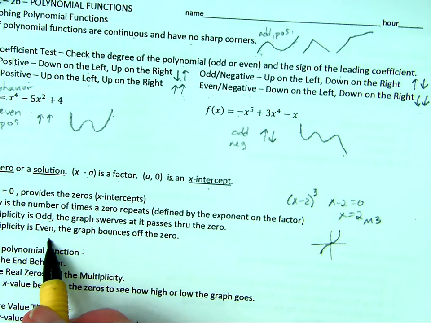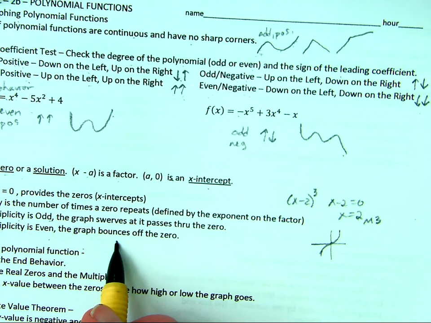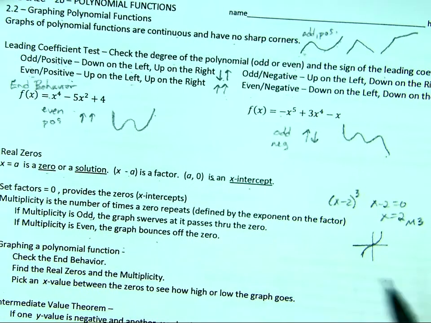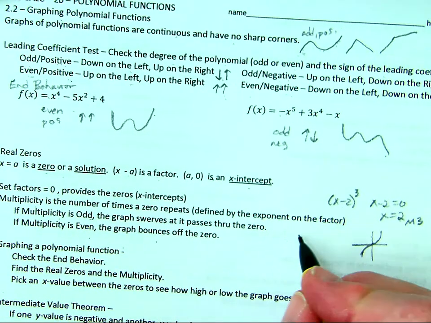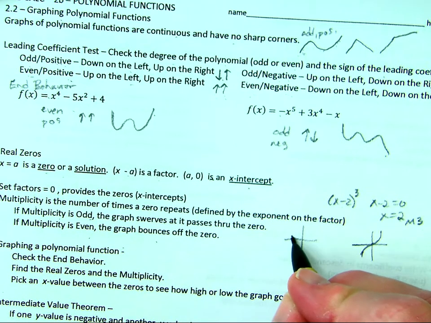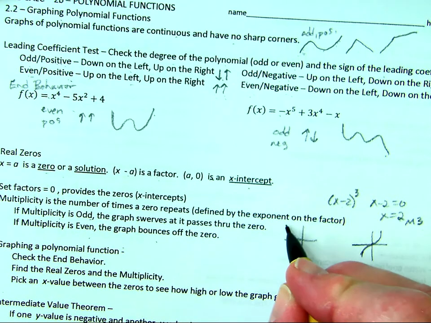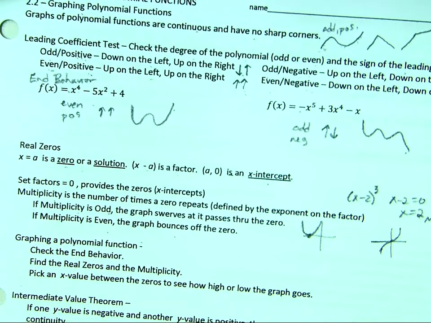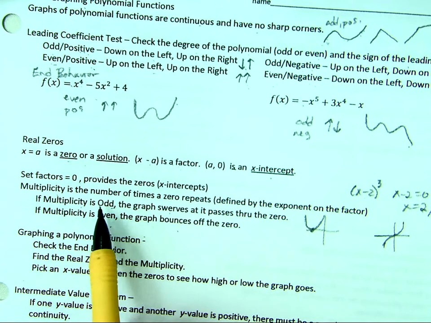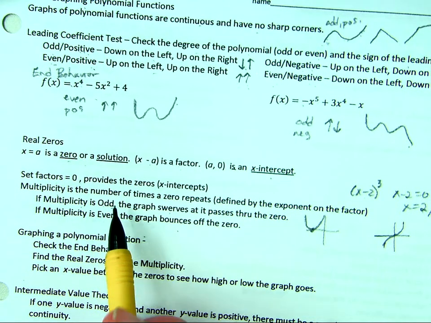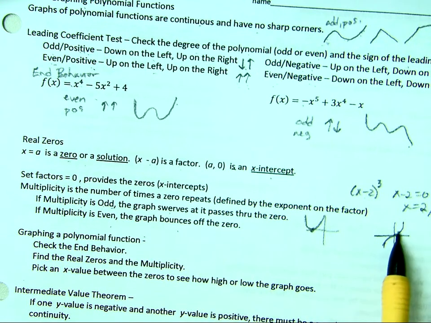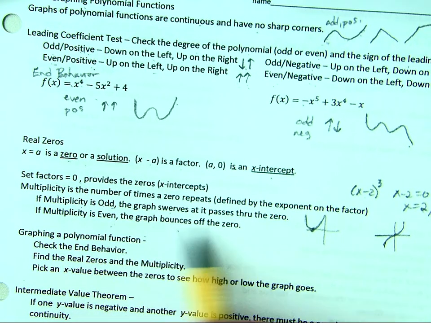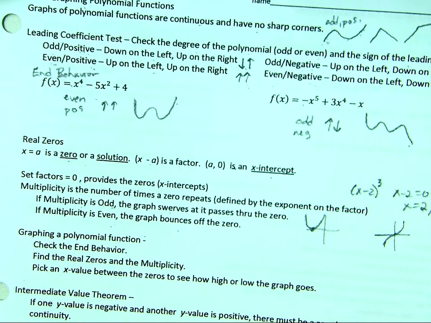If it's even, then it doesn't go through the 0, it bounces off the 0. If a 0 is even, it'd be like if you had a parabola that had a 0 right there. Maybe it looks like this. So it comes down and touches that 0 and bounces off. That's what I mean by that. So that's another thing: if a zero has an odd multiplicity, it just passes through. The bigger that is, the more it swerves over. If it's even, it doesn't pass through there, it bounces off.